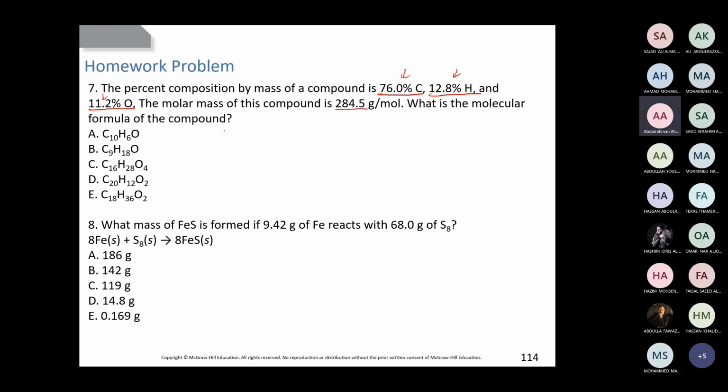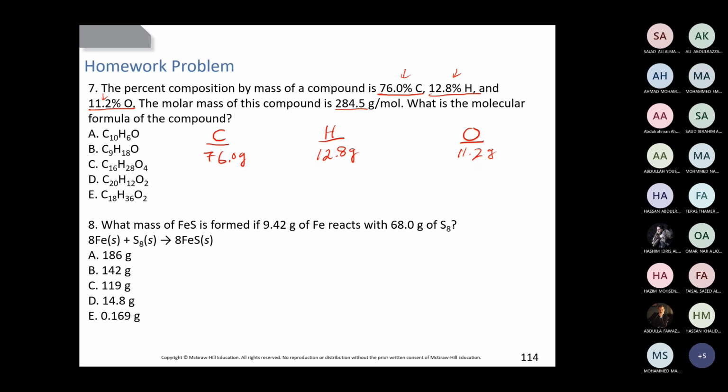Okay? So you have carbon, hydrogen, and oxygen. What's the mass for carbon? 76.0 gram. How about hydrogen? 12.8. How about oxygen? 11.2. Good. Change this to mole quickly. And give me the answer at least in 3 numbers after the zeros.